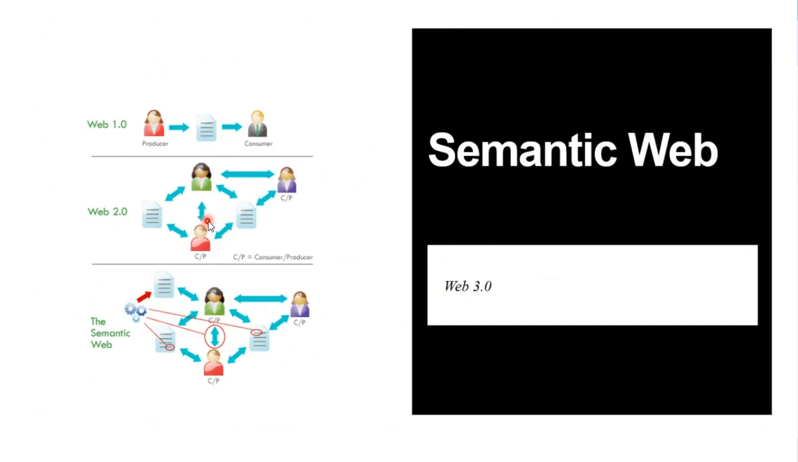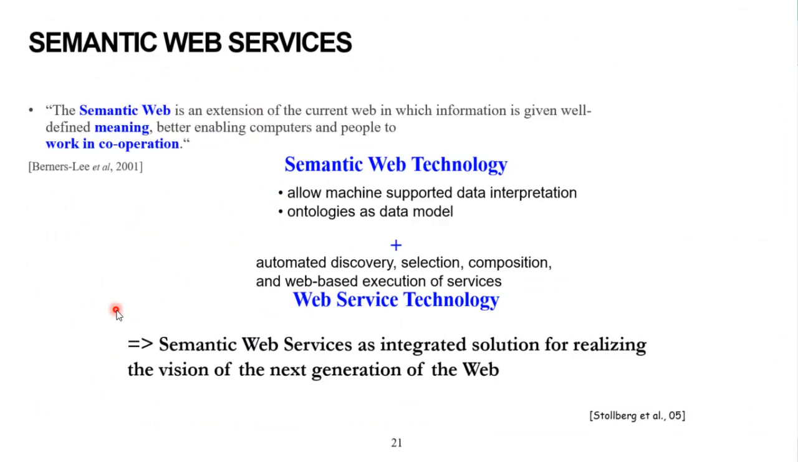So anybody can be a producer or a consumer of content. Then we have what people usually call Web 3.0, which is the semantic web. That's what we're going to talk about. The semantic web is an extension of the current form of the web.